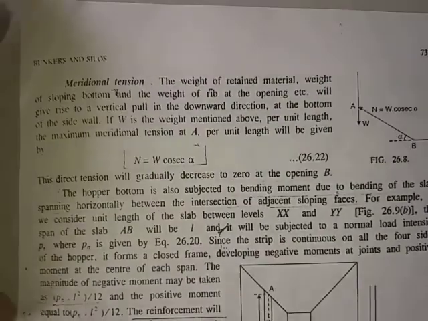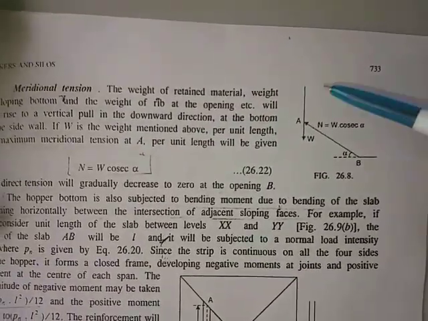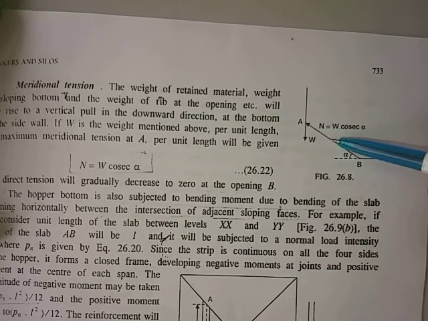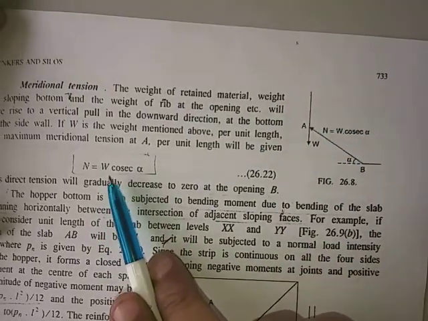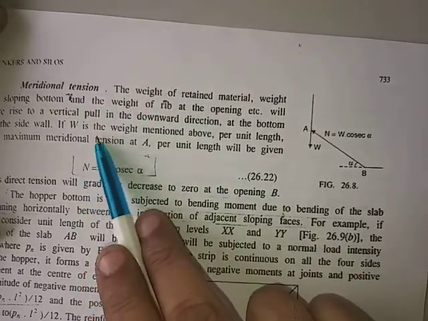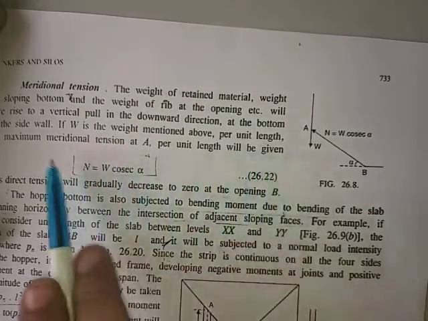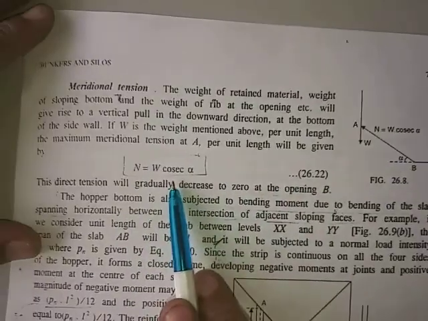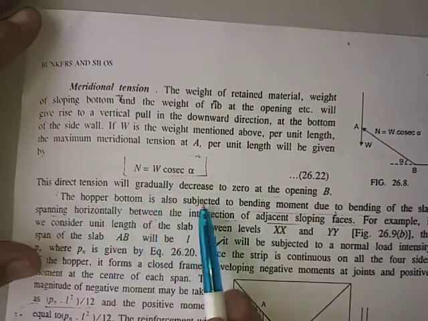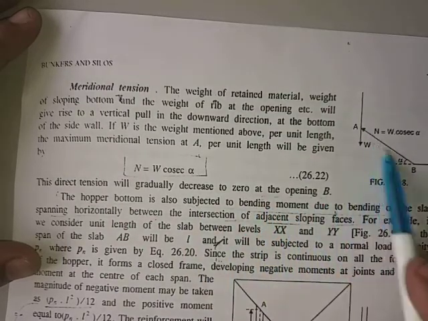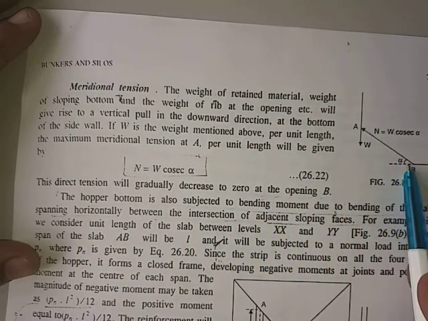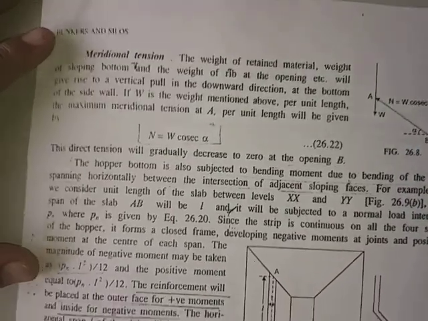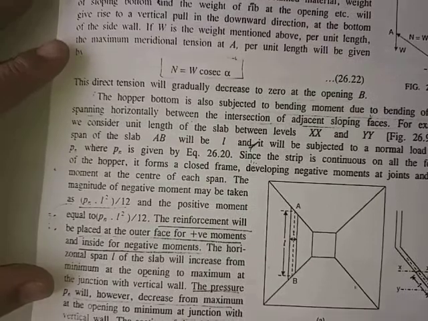Then the meridional tension is supported by the walls, which are directly going to come on this hopper bottom. If W is the weight of the material above per unit length, the maximum meridional tension at A per unit length will be given by N is equal to W cosecant alpha. This direct tension will gradually decrease to 0 at the opening B. So this depends upon alpha, decreasing to 0. This will help to draw out the reinforcement.